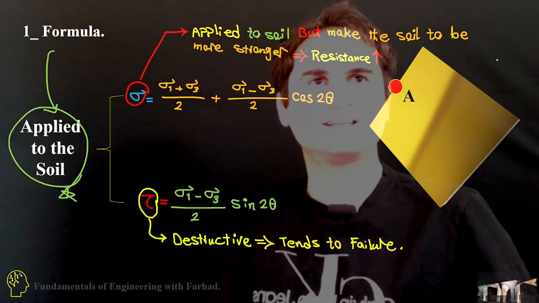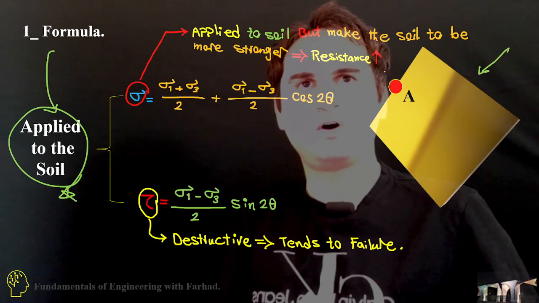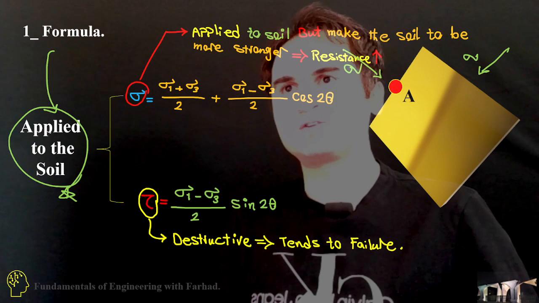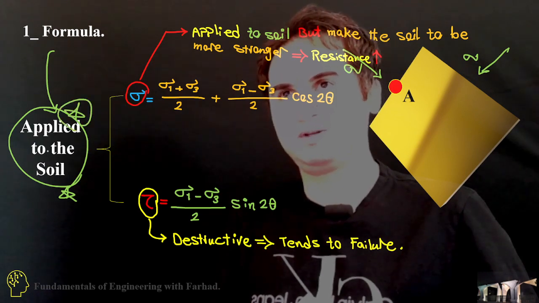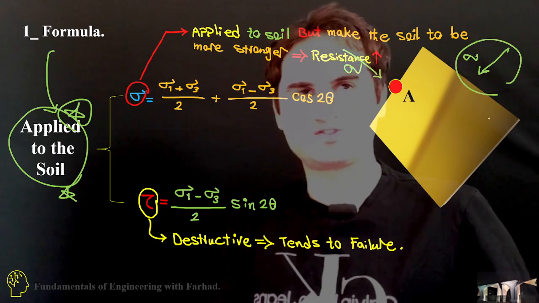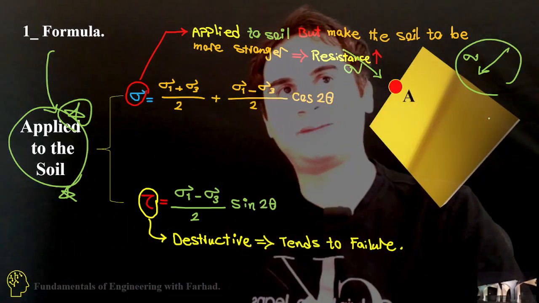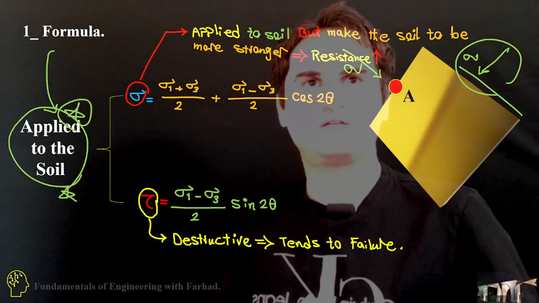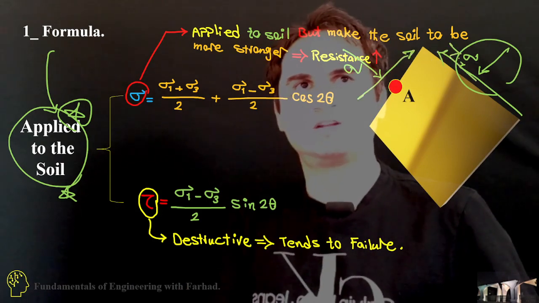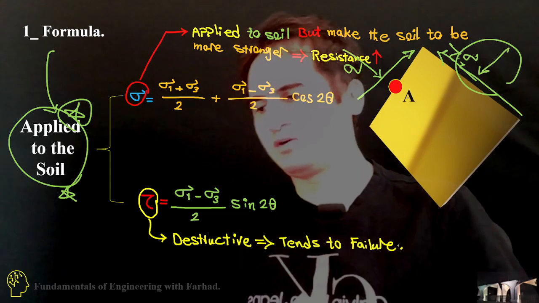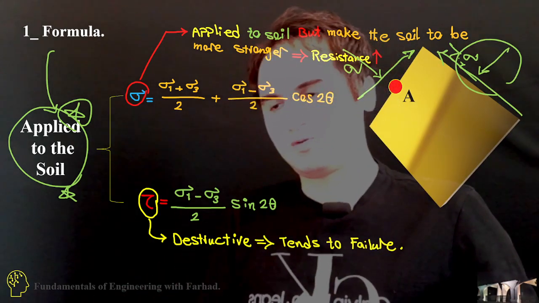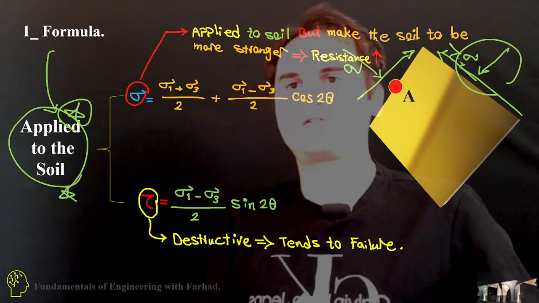So it just says there is a sigma applied to the soil. And this sigma that's applied to the soil is not the resistance of soil, but it makes the soil stronger. You are making the soil more compact. But the failure one, the shear one, just tries to fail the soil, either by turning it or by shearing it apart from each other.